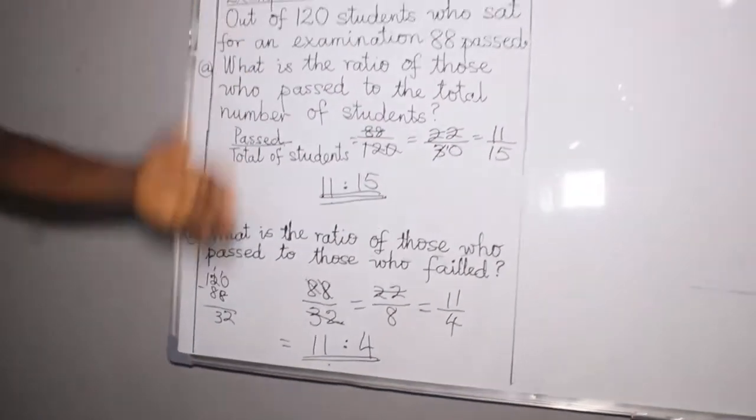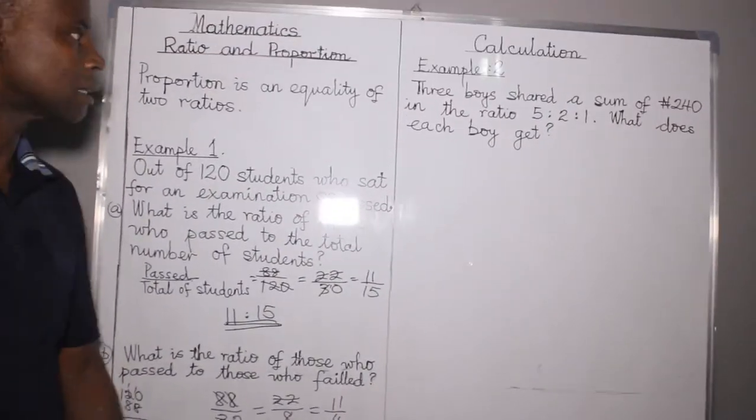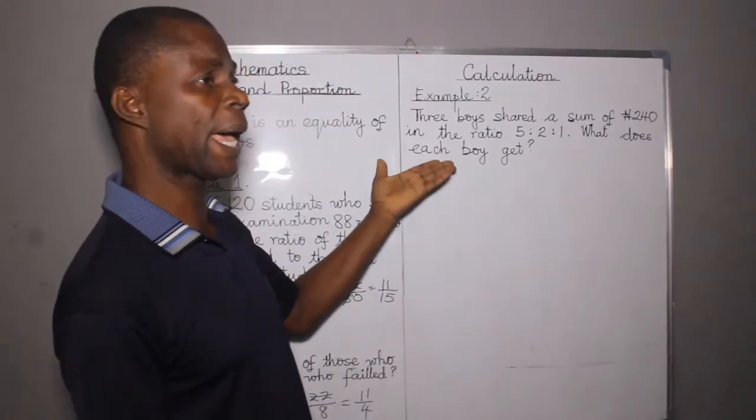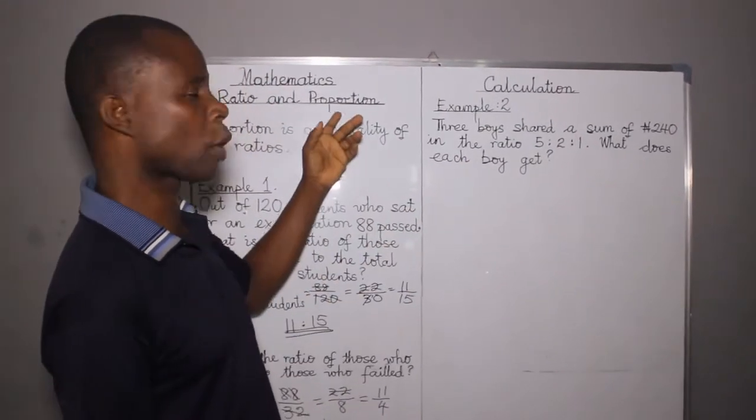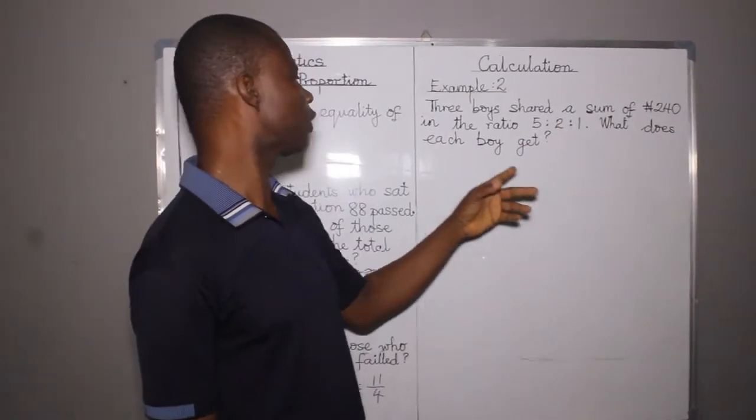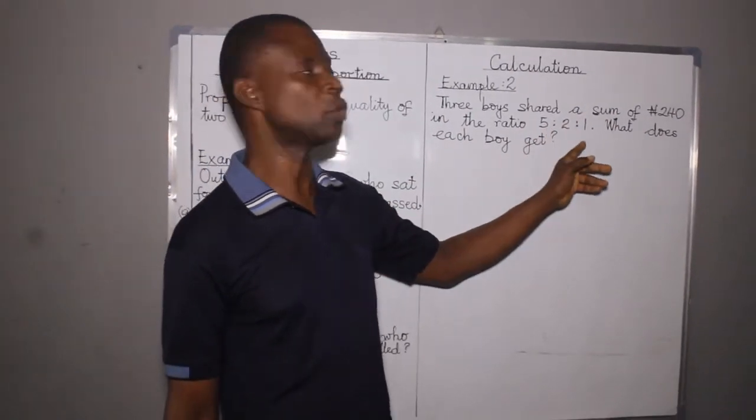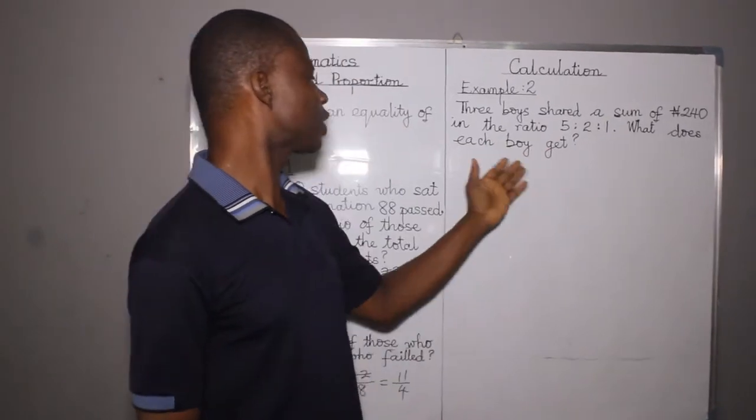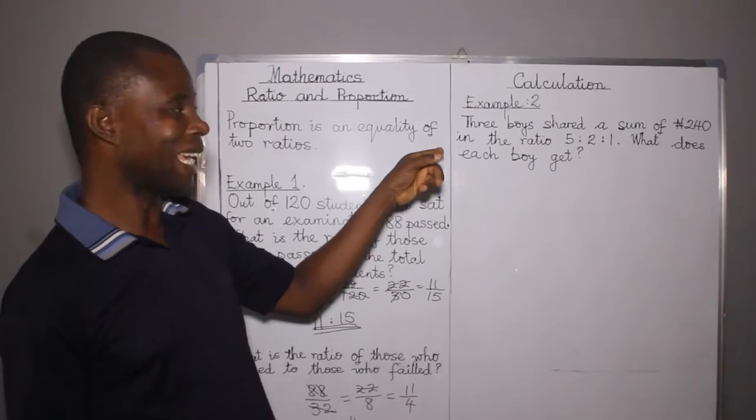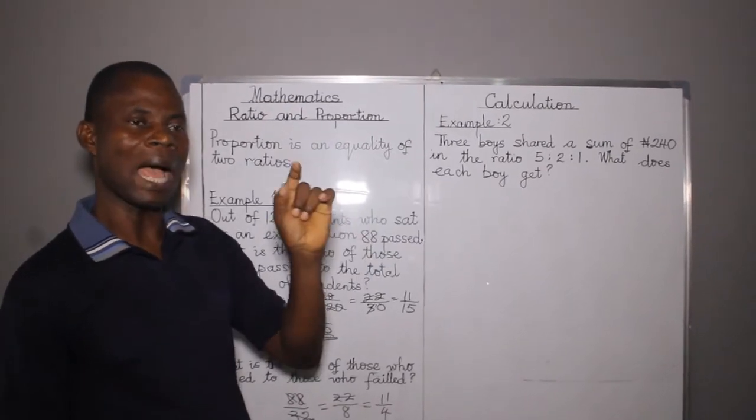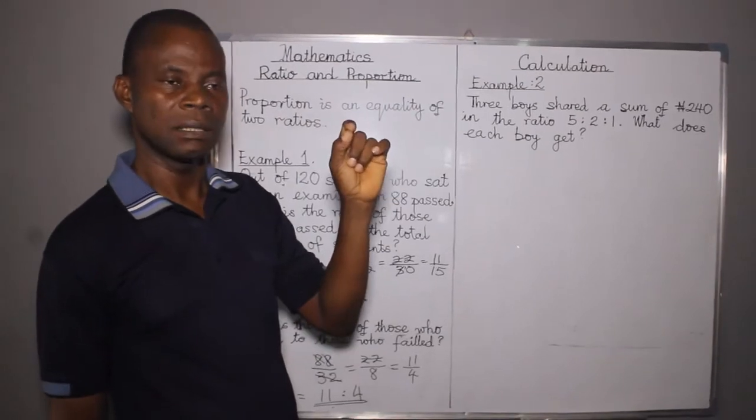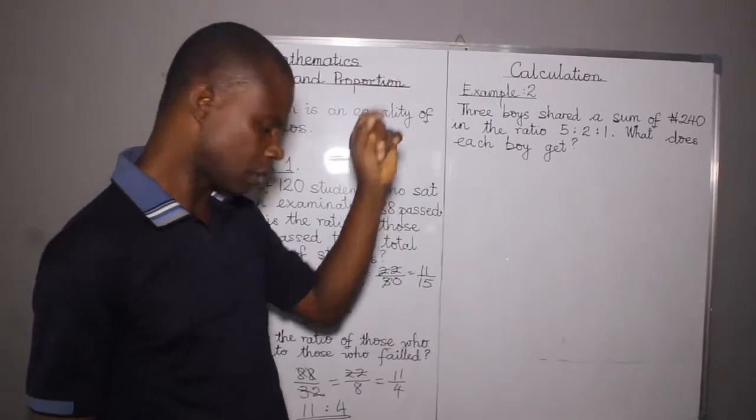From here, we move further to the second example under the calculation. Here we come to ratio, proportion proper. 3 boys shared a sum of 240 naira in the ratio of 5:2:1. What does each boy get? First, in this proportion, add the ratios to get the total ratio.